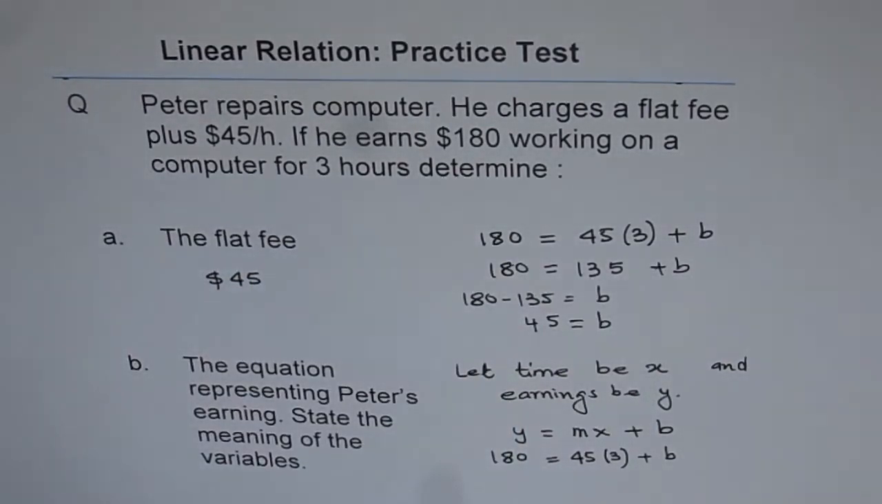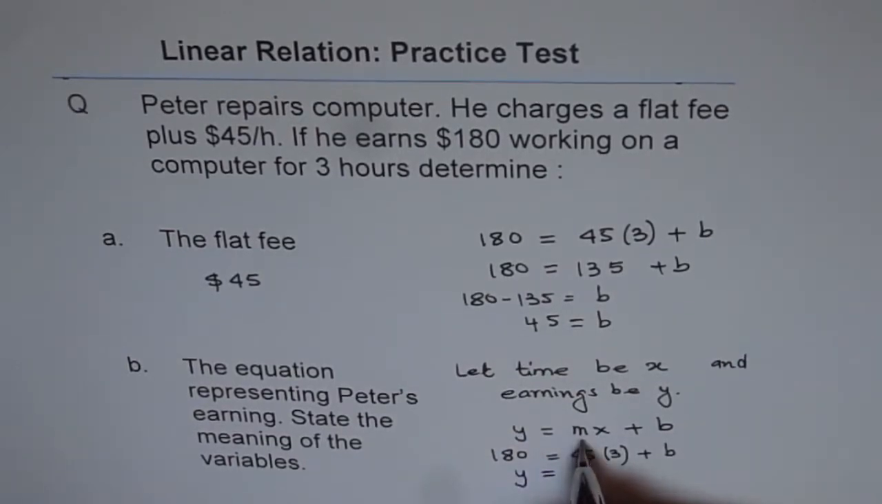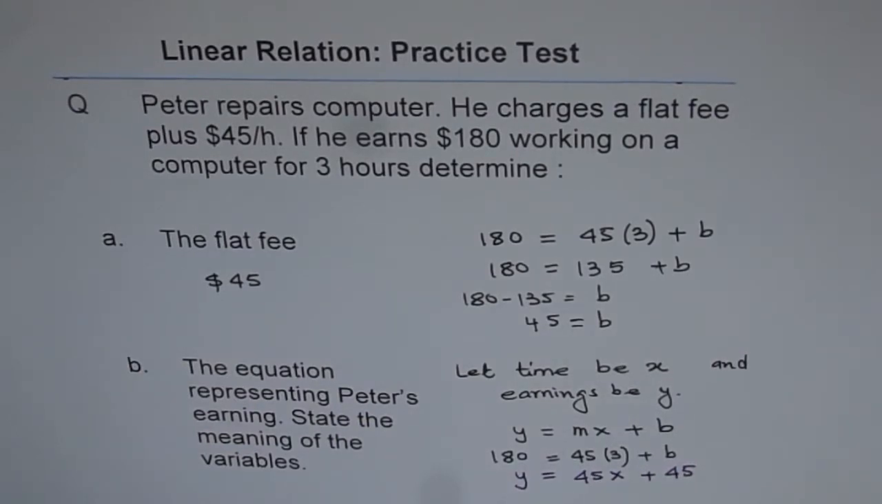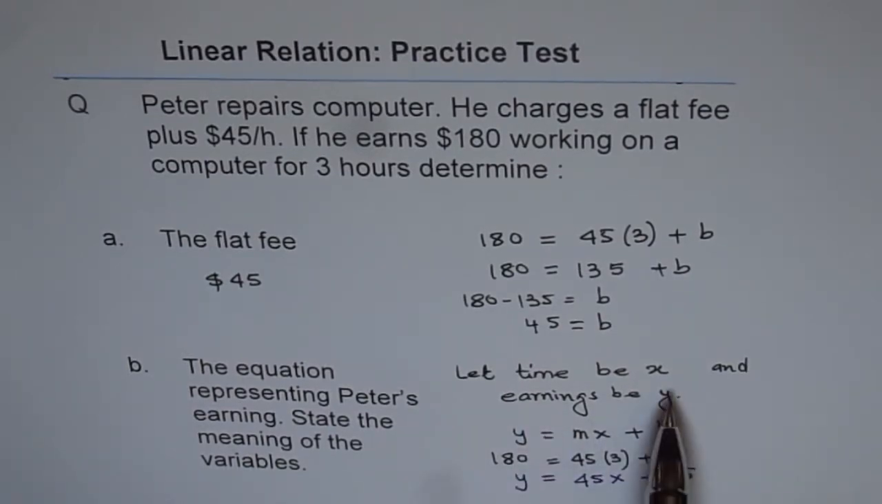Now since we got $1.45 as the flat fee, we also know our equation. So the equation is y equals 1.45 is the rate, x is the time, plus 1.45. So that becomes the equation representing Peter's earnings, and the meanings are as shown here. X is the amount of time Peter has worked on a computer, and y is the total earning. So that's how we are going to solve this question. I hope that's absolutely clear. Thanks and all the best.